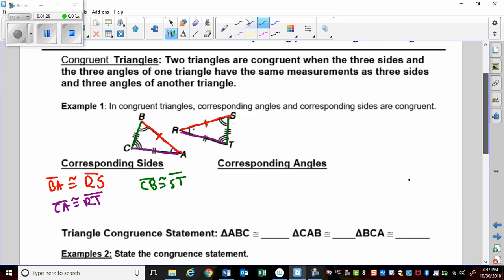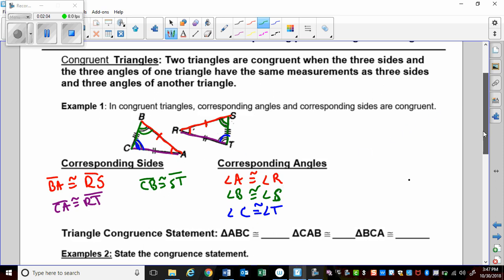Now let's look at the angles, the corresponding angles. One mark I'm going to put is angle A, with 1 mark, which is congruent to angle R. 2 marks is angle B. It's congruent to 2 marks, which is angle S. And we have 3 marks is angle C, which is congruent to angle T. Sorry guys, this is an S.